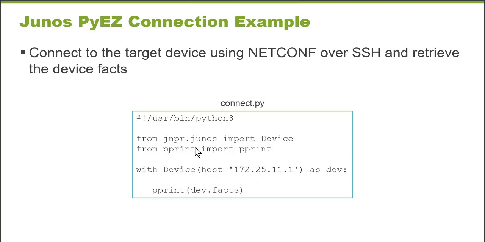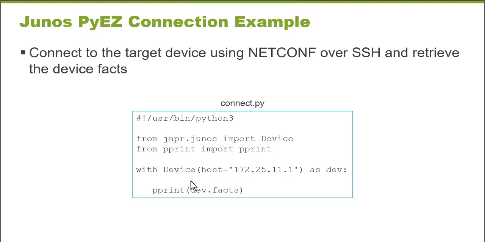I'm also going to import the pretty print utility so we can retrieve the facts and print them on the screen. Then I'm using the Python context manager with-as syntax to create the device object and associate it with this target device, and I identify it using this string. Once I create the device object, I can use the device method facts to retrieve the device facts. We're going to connect to this target host. This is a VMX device, and I want to retrieve the facts and use the pretty print module to print those facts to the screen.